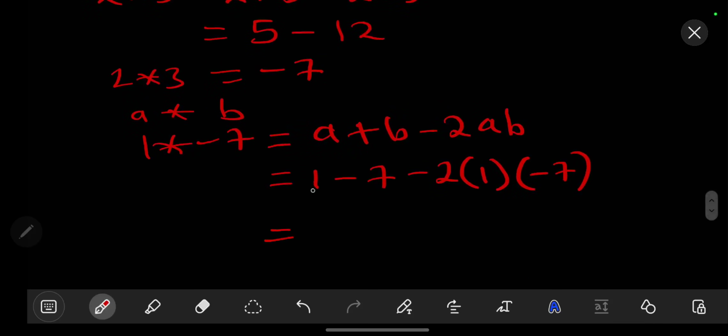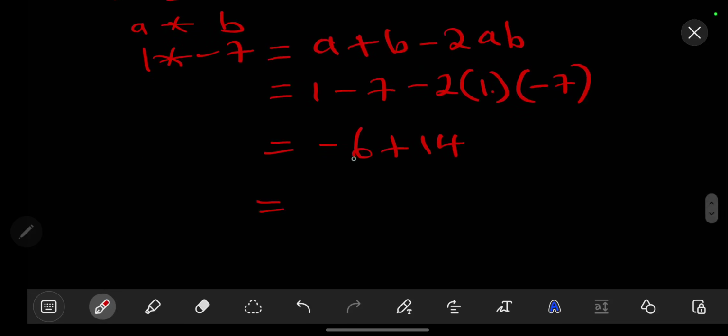This will give us 1 minus 7, which is negative 6. This times this times this, negative times negative will give us positive. 7 times 2 will give us 14. Then we are going to get the value which is equivalent to negative 6 plus 14. This will give us 8. So this is what our value of 1 star of 2 star of 3 is giving us.